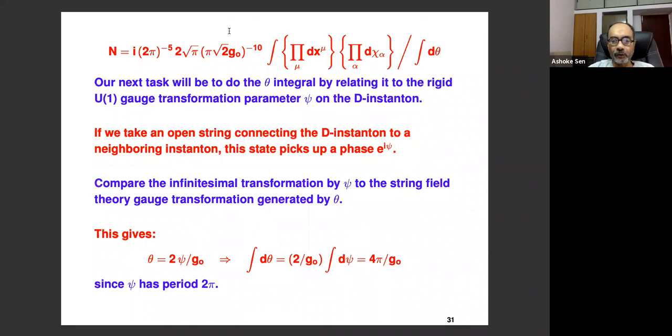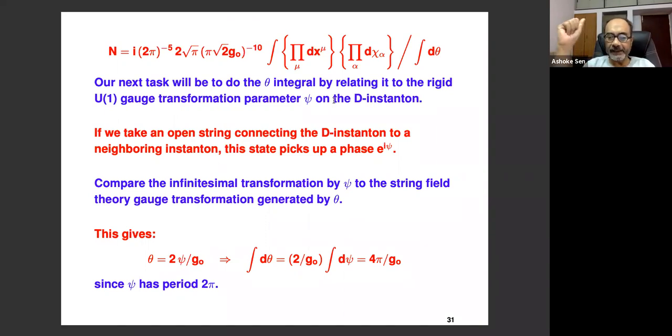Okay, so with this, I just take out this factor and convert the xi integral into the x integral. So the next task is to figure out what this is. This is the integral over the volume of the gauge. Now I can explain what this theta gauge transformation really is doing. This, in fact, can be shown to be related to the rigid U1 gauge transformation parameter psi on the D-instanton.